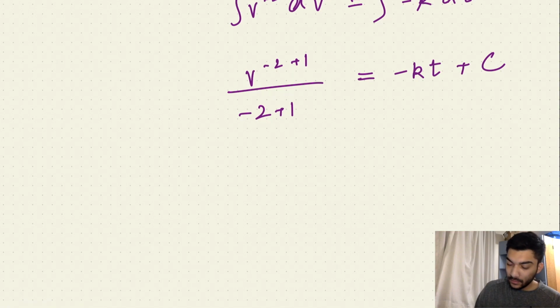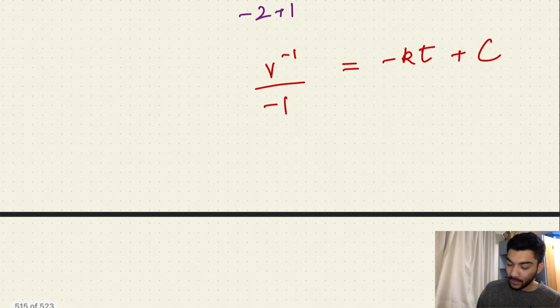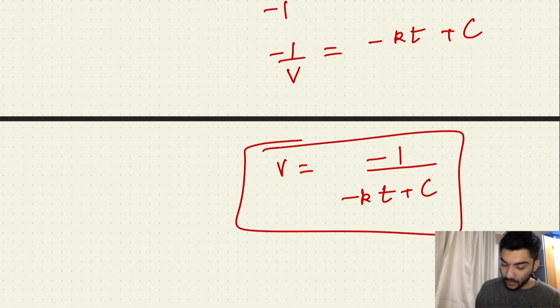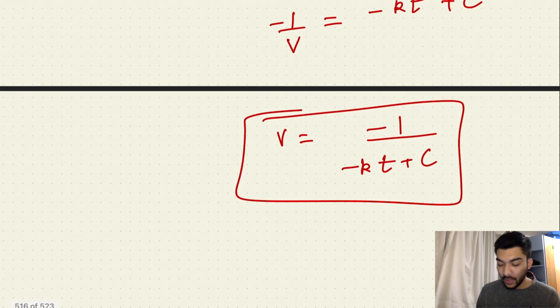So now on the left hand side you'll have v to the power minus 1 upon minus 1. Right hand side you'll have minus kt plus capital C. So let's simplify this. It would be minus 1 by v equals minus kt plus capital C. And now we can take the reciprocal on both sides. So v would be minus 1 by (negative kt plus C), right? So this would be your final equation of v in terms of t.